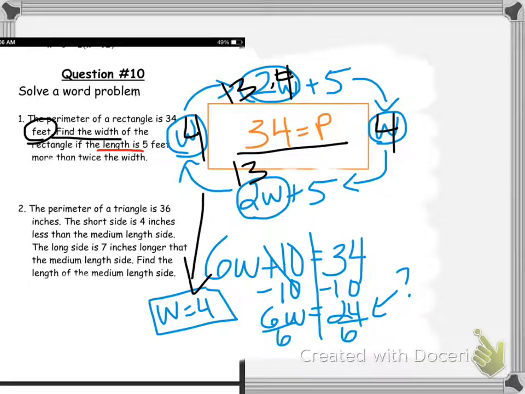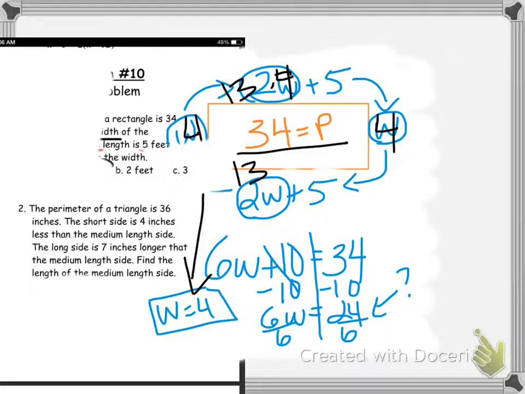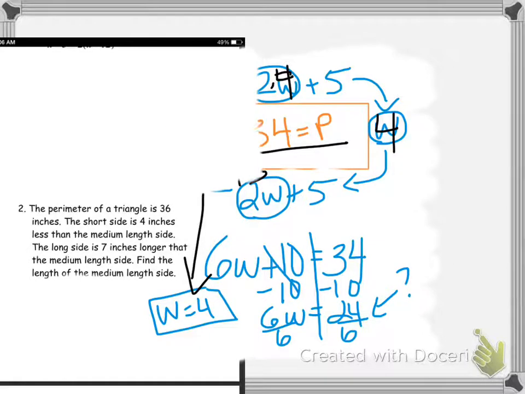Now, let's see if I'm right. There's my answer choices, and there's my answer. Ba-bum. Oh, so good. All right, people, let's try the next problem. Bye-bye, problem. We're done with you.